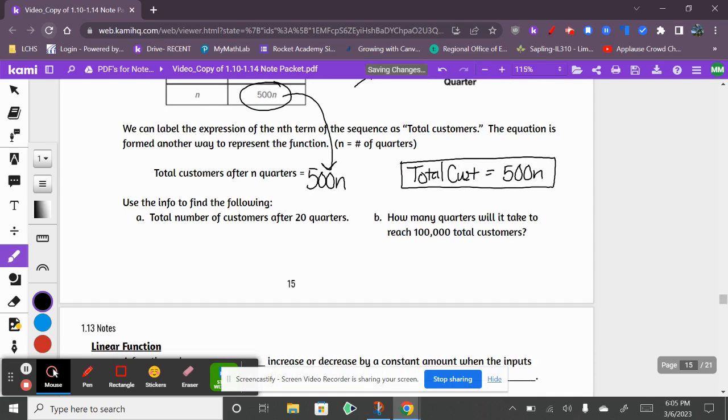So we're going to use the info to find the following. The first one wants us to find the total number of customers after 20 quarters. So in this case, they're telling us that n is equal to 20. So I can write my equation to start and say the total customers is equal to 500n, and we know that n is equal to 20. So my total customers will be equal to 500 times 20. And so we will get 10,000 customers.